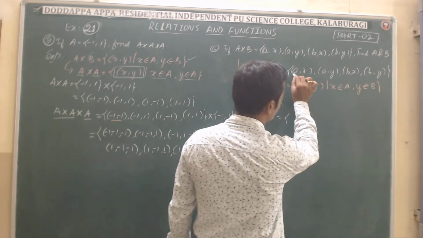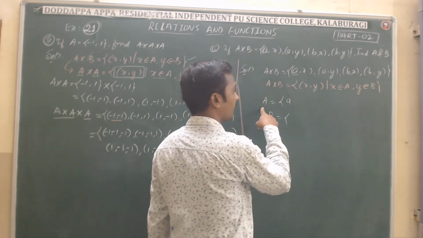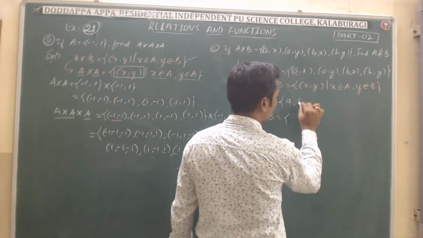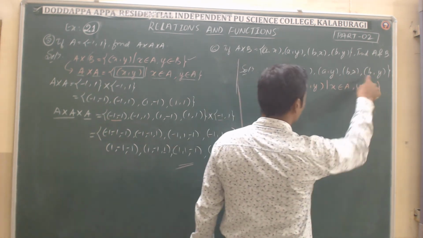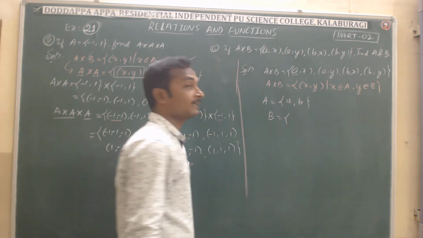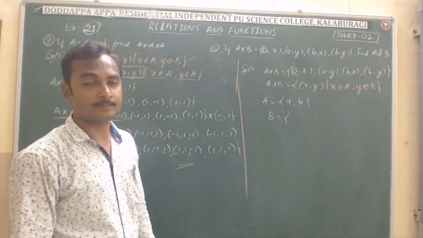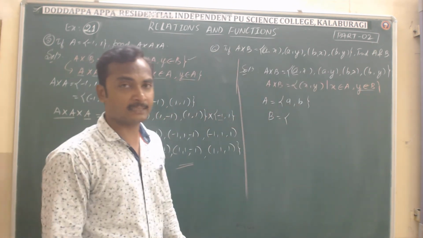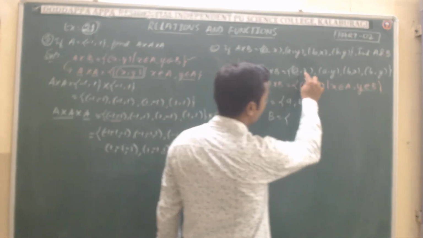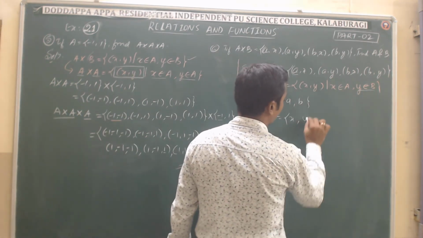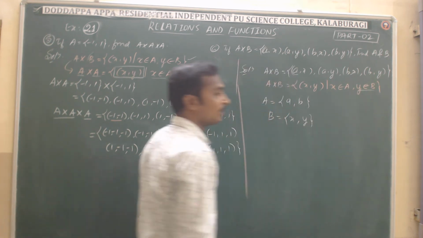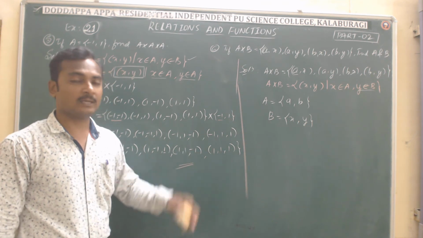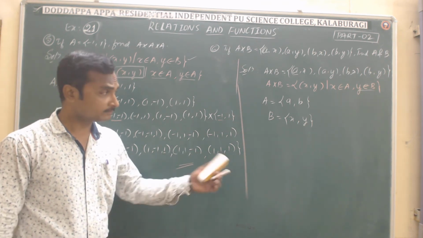So the first element A belongs to the first set A. The first element is again A, non-repeated I have taken. The next first element is B, which belongs to A. Therefore A and B are the elements of the set capital A. Let's use the second point. The second element belongs to the second set B. So the second elements are X and Y, again X, again Y. So non-repeatedly X comma Y are the elements of the set B. In this way you have to find the solution.